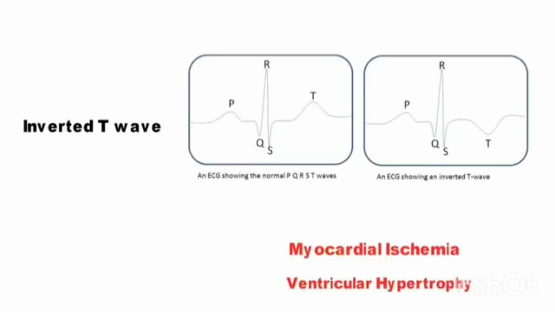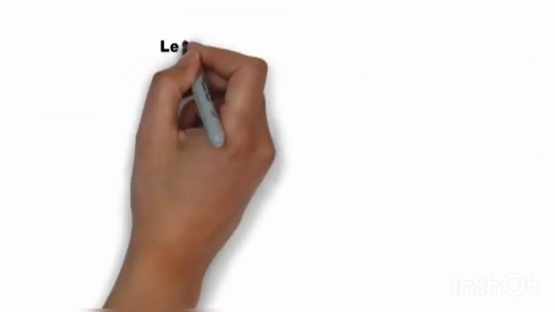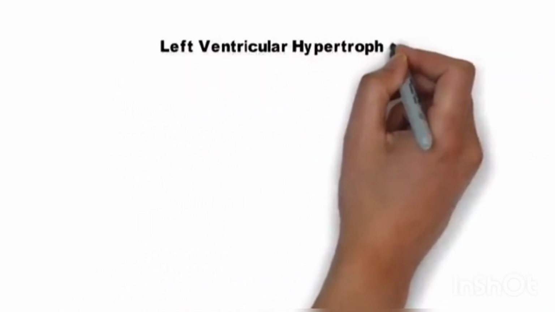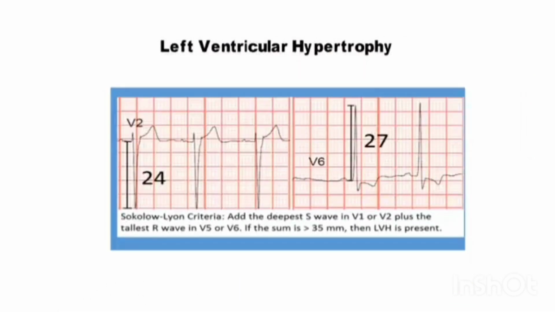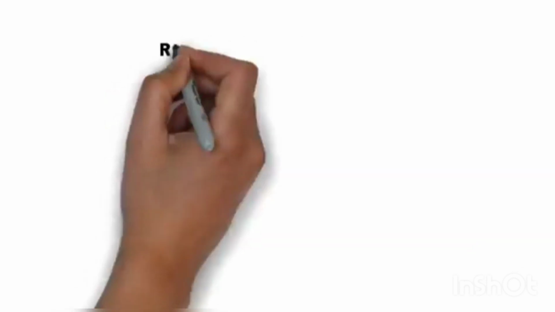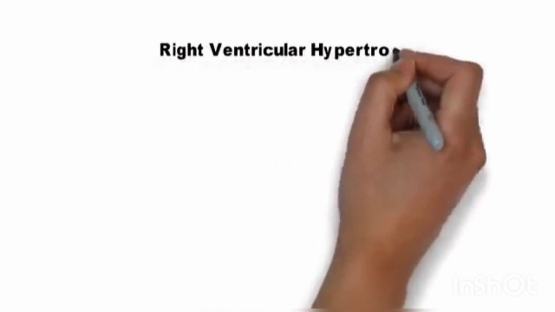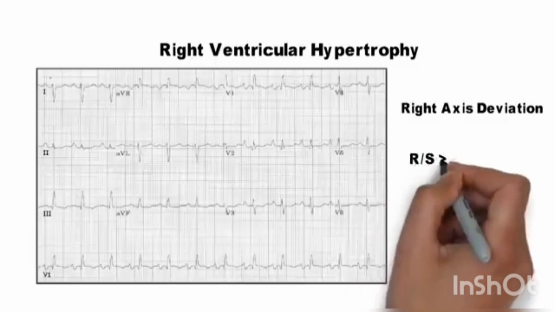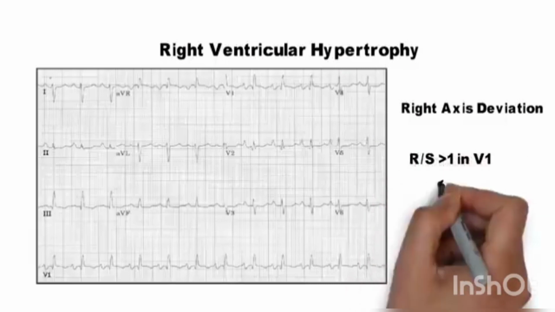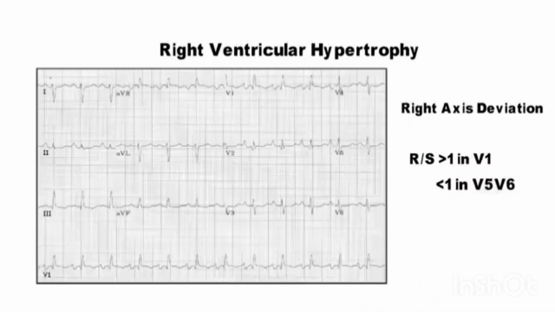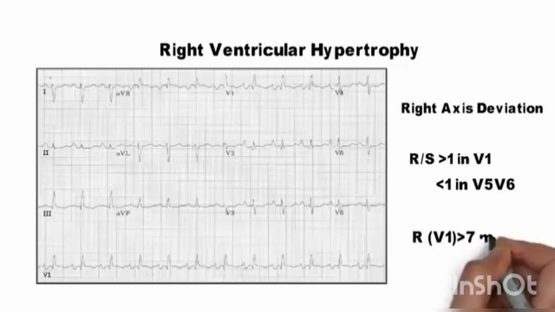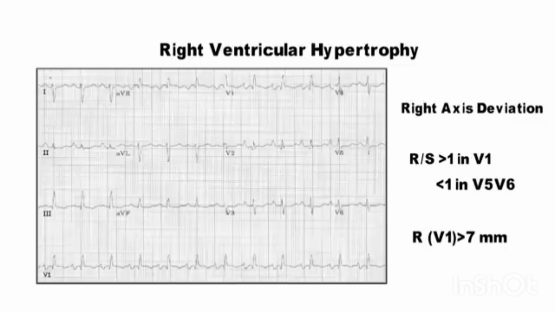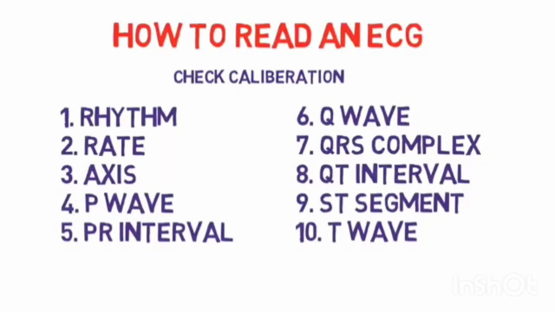Now let's discuss how the ECG looks in hypertrophy. In left ventricular hypertrophy, add the deepest S wave in V1 or V2 to the tallest R wave in V5 or V6; if more than 35 mm, then LVH is present. Whereas in right ventricular hypertrophy, there will be right axis deviation, R by S ratio more than 1 in V1 and less than or equal to 1 in V5 or V6, and also R wave in V1 more than 7 mm. This is the simplest criteria to detect RVH.